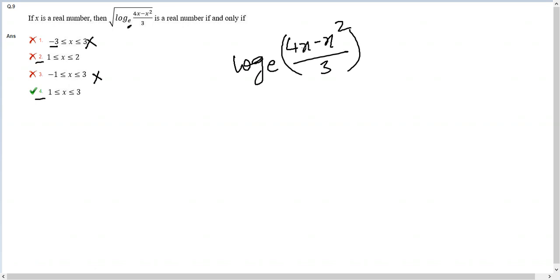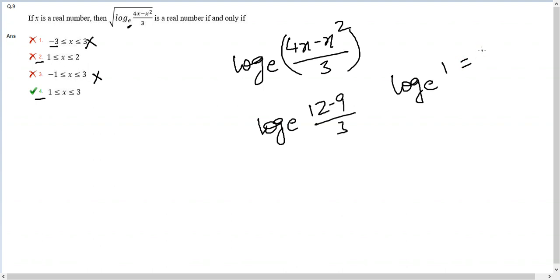If I put it as 3, I would get log e of (12 minus 9)/3, or log e 1, which is equal to 0, and this is perfectly possible. Therefore the correct option has to be 3 here. The only thing you needed to know was e is a positive number.